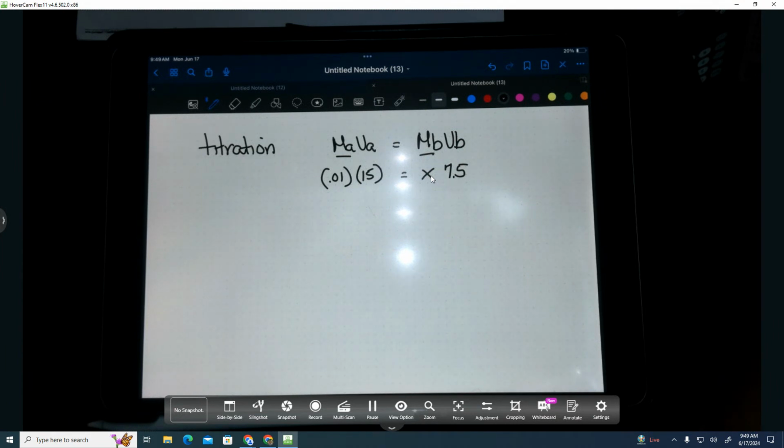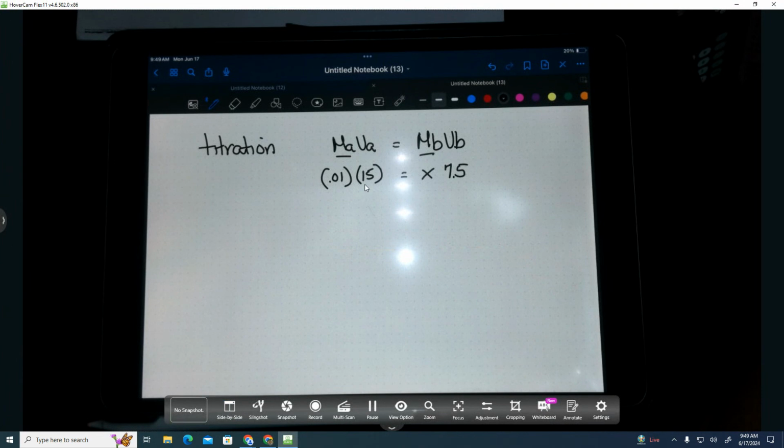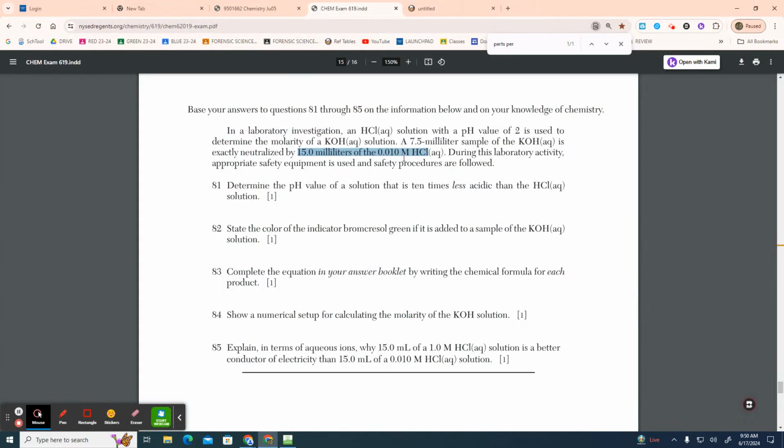Hold on a second. I didn't get that far yet. Put on the brakes. It is exactly neutralized by 15 milliliters of 0.01 HCl. 15 milliliters is the volume of my acid. HCl is my acid, and 0.01 is the molarity of my acid. You see that these two numbers are connected with "of." So they go together.